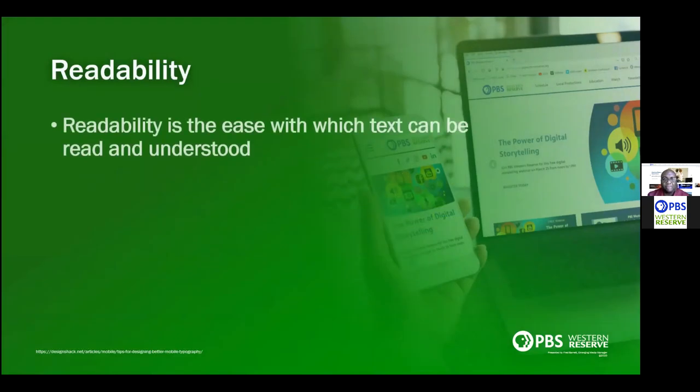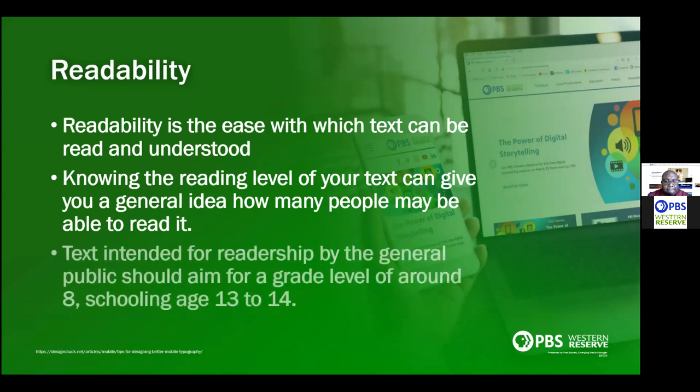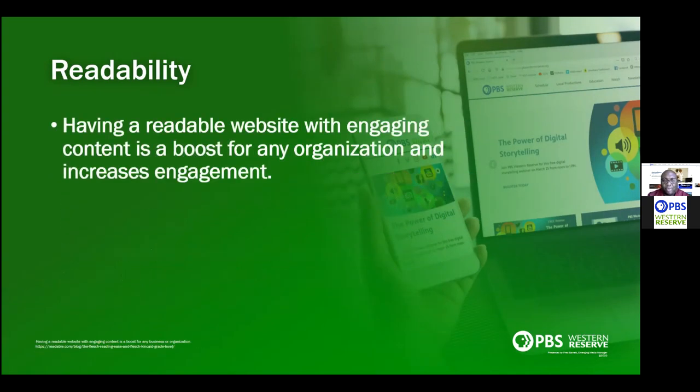Readability. Readability is the ease with which text can be read and understood. Knowing the reading level of your text can give you a general idea of how many people may be able to read it. Text intended for readership by the general public, not for everybody. Now, it depends on your audience. It really depends on your audience. Should aim for a grade level of around 8, schooling age 13 to 14. Having a readable website with engaging content is a boost for any organization and increases engagement.